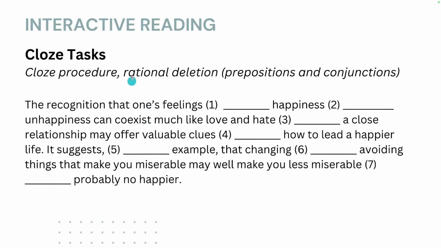So this one is the rational deletion example. In this case, the test maker wants to test their ability using prepositions and conjunctions. So you can see now it's different words. And in this case, maybe exact word scoring is more appropriate, but it's possible that there is more than one answer.